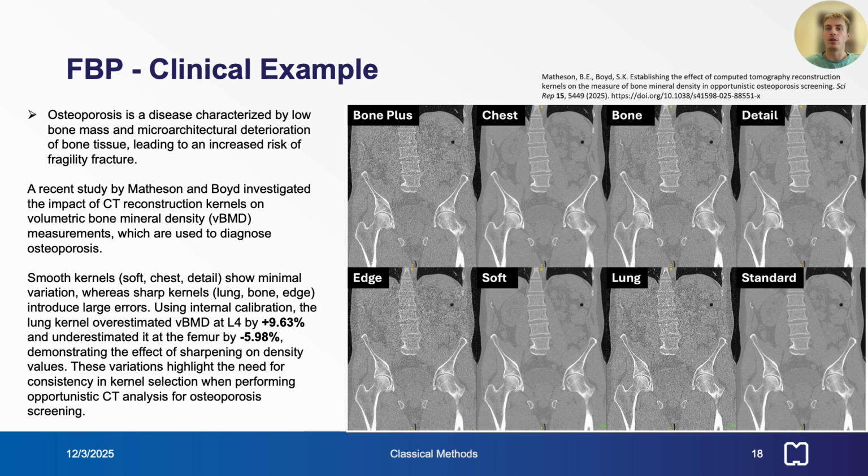So using internal calibration, the lung kernel overestimated volumetric bone mineral density at the L4 vertebra by 9.63% and underestimated it at the femur by 5.98%, which demonstrates the effect of sharpening on density values. And they found that these variations highlight the need for consistency in kernel selection when performing opportunistic CT analysis for osteoporosis screening.